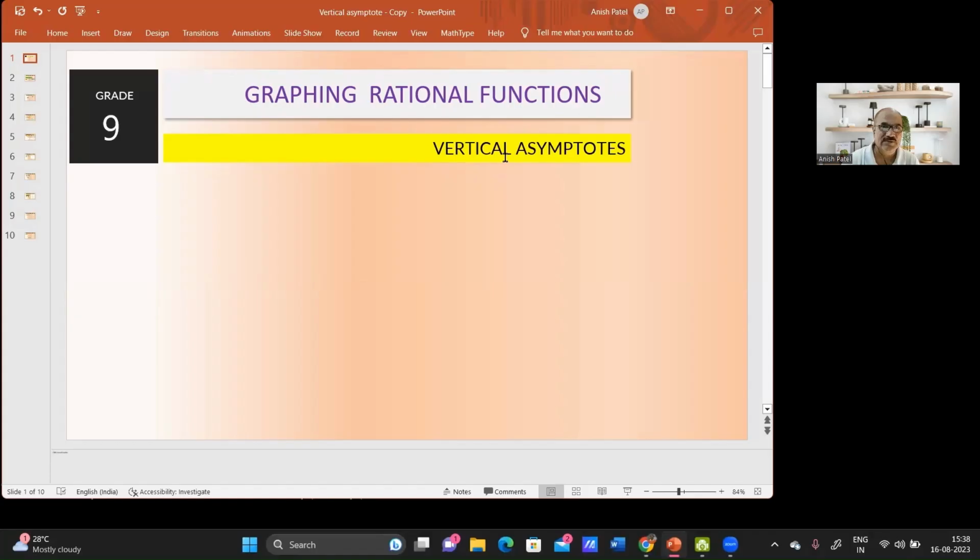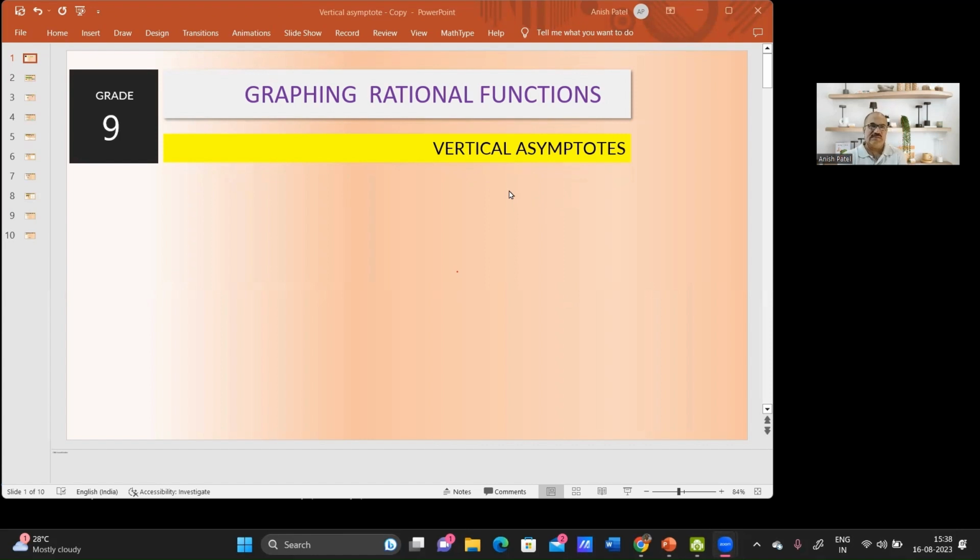So, what we are going to learn today will be graphing rational functions. Especially in the rational function, we will graph vertical asymptotes. We already completed what asymptotes are and what their types are. So, today we focus on the vertical asymptotes only, right?